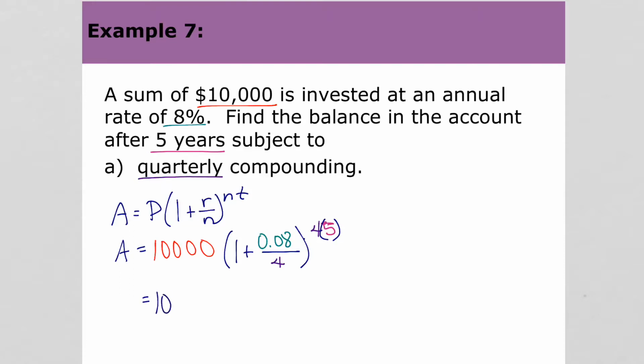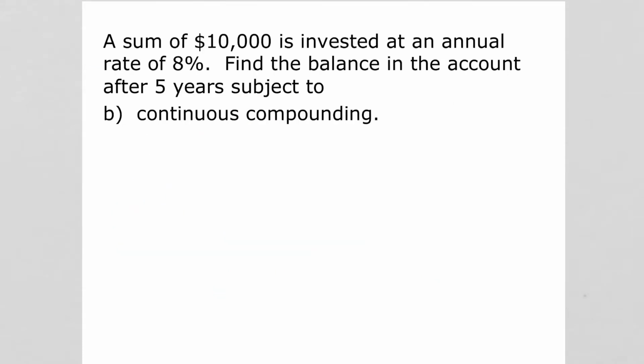We can go ahead and put 1 plus 0.08 divided by 4 into our calculator. You get 1.02, and 4 times 5 is 20. So with quarterly compounding after 5 years, you would have $14,859.47, which would be lovely if you could actually go to the bank and get 8% interest. Does not happen. Well, unless you're getting a loan, and then, yeah, they're going to charge you that. Okay.